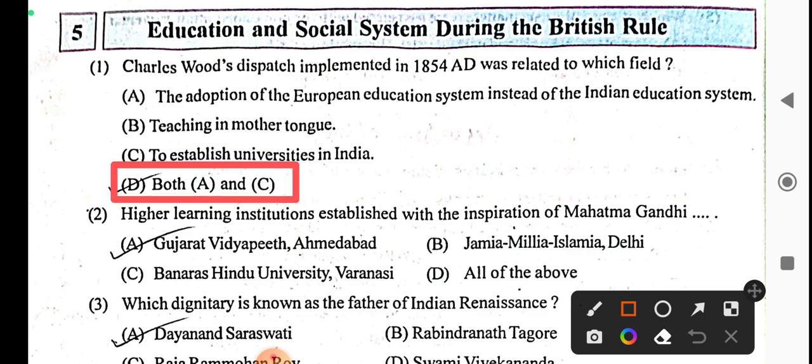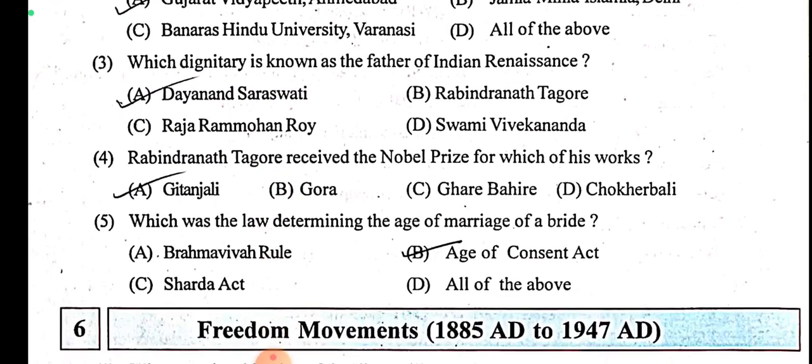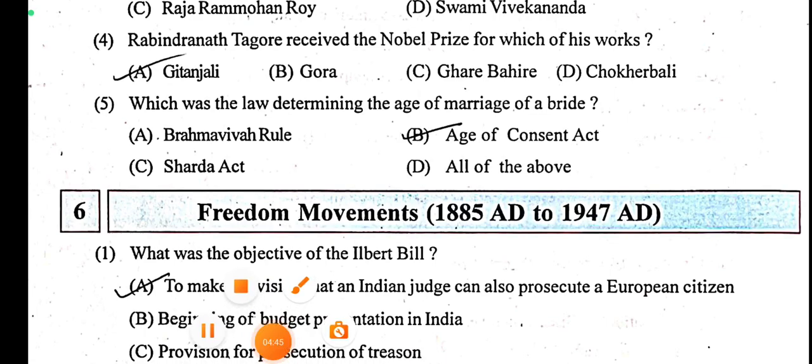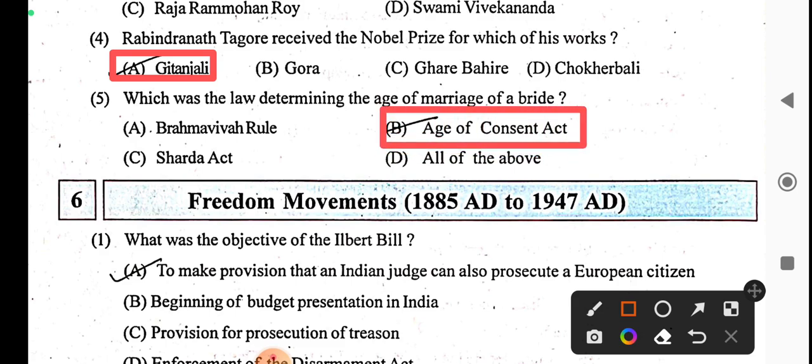Both A and C related fields. A higher learning institution established on the inspiration of Mahatma Gandhi is Gujarat Vidyapith of Ahmedabad. And which dignitary is known as the father of the Indian Renaissance? Dayanand Saraswati. Rabindranath Tagore received the Nobel Prize for which of his works? Gitanjali. Which was the law determining the age of marriage of the bride? Age of Consent Act.